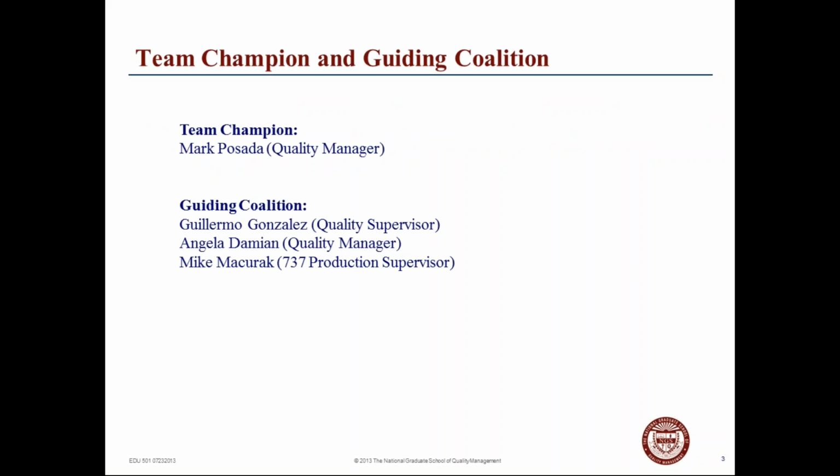All right, so our sponsoring team, our team champion is Mark Posada. He is the quality manager at our site. Our guiding coalition is our direct supervisor, Guillermo Gonzalez. Angela Damian, the other quality manager, is part of that team. And then the 737 production supervisor, Mike Makarak.